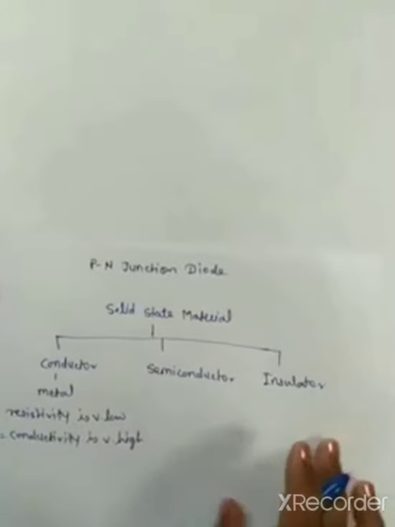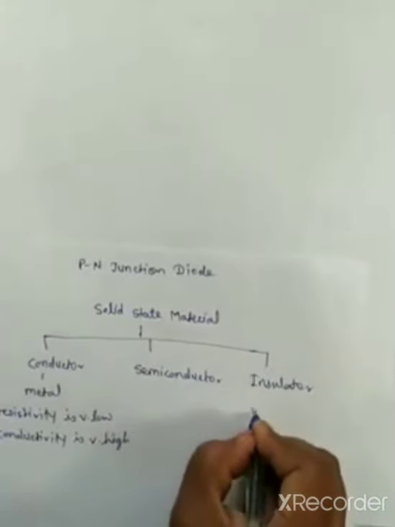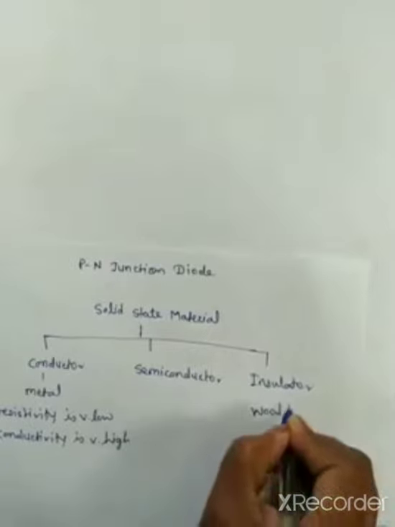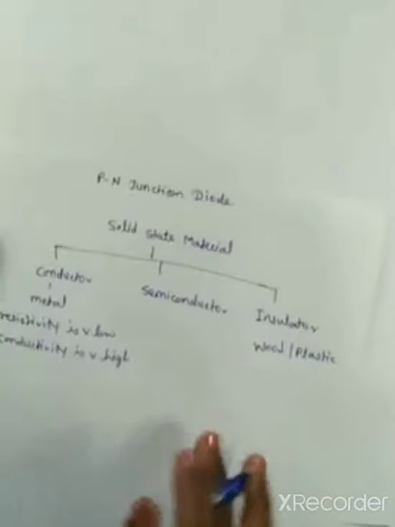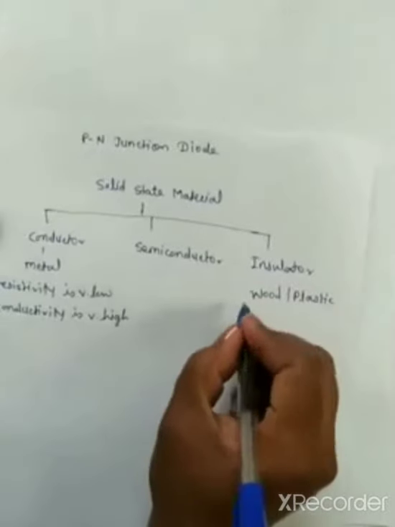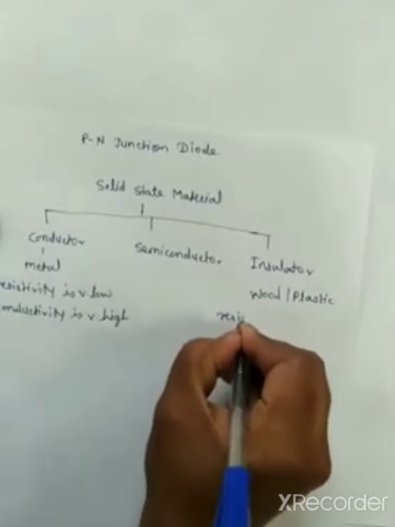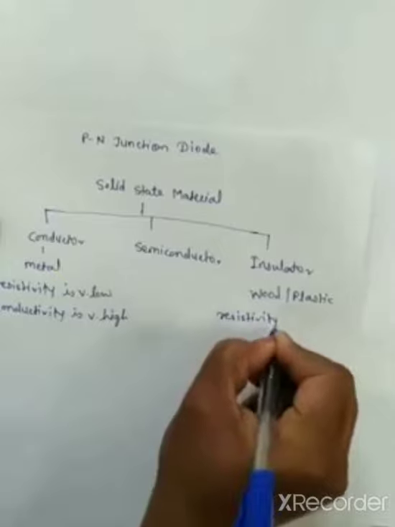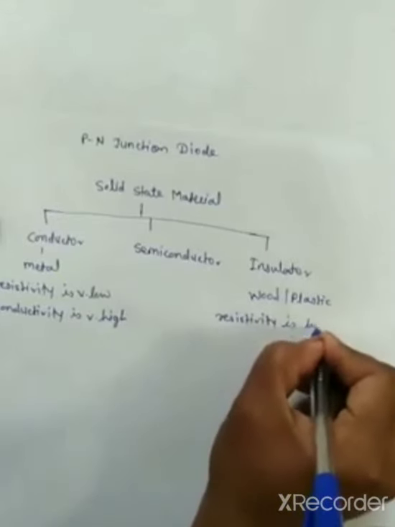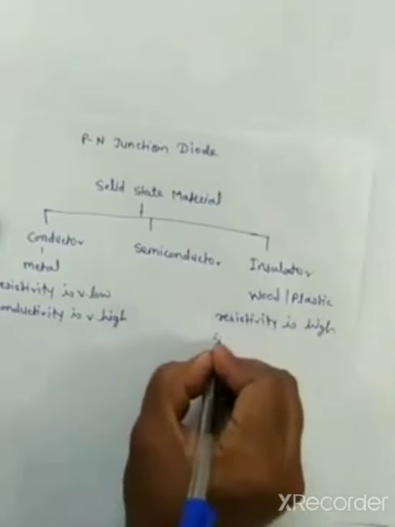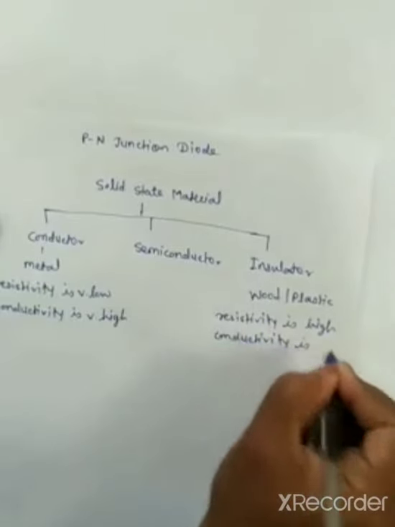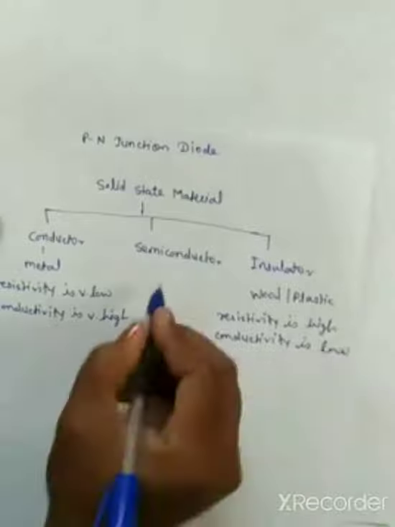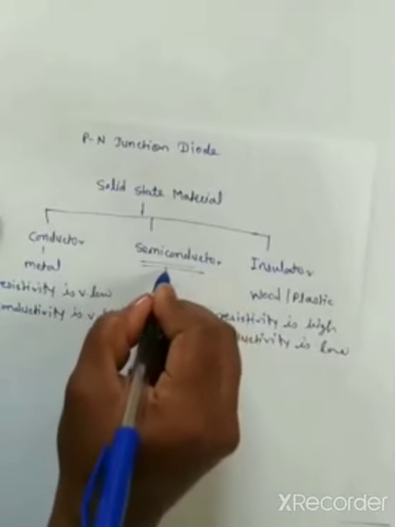Now opposite to conductor there is insulator, for example wood or plastic, which does not allow the flow of electrons. In that the resistivity of insulator is very high, and due to that the conductivity is low. Now we have to focus on semiconductor.